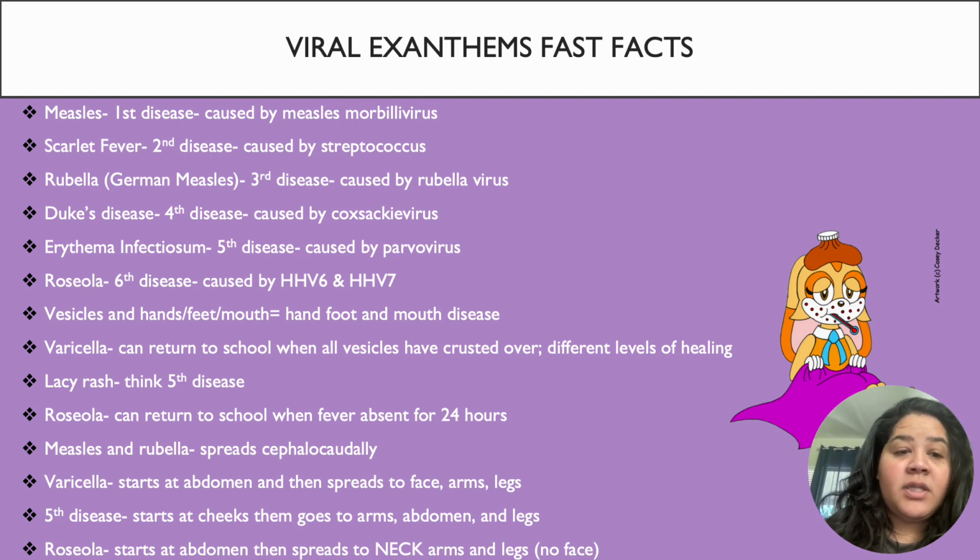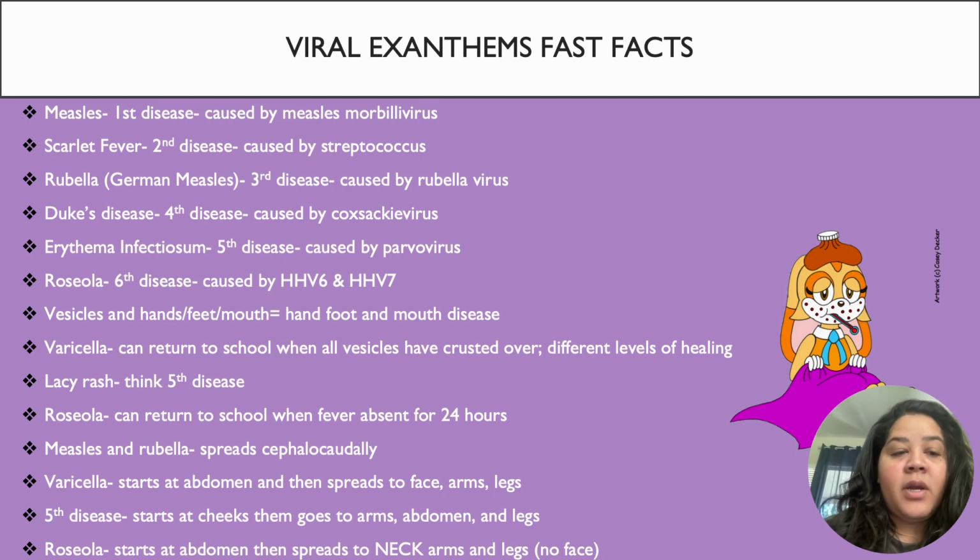Dukes' disease is fourth disease, and it's caused by Coxsackie virus. Erythema infectiosum, otherwise known as fifth disease, is caused by the parvovirus. Roseola, remember that super high fever exanthem, is sixth disease, and is caused by the herpes virus.